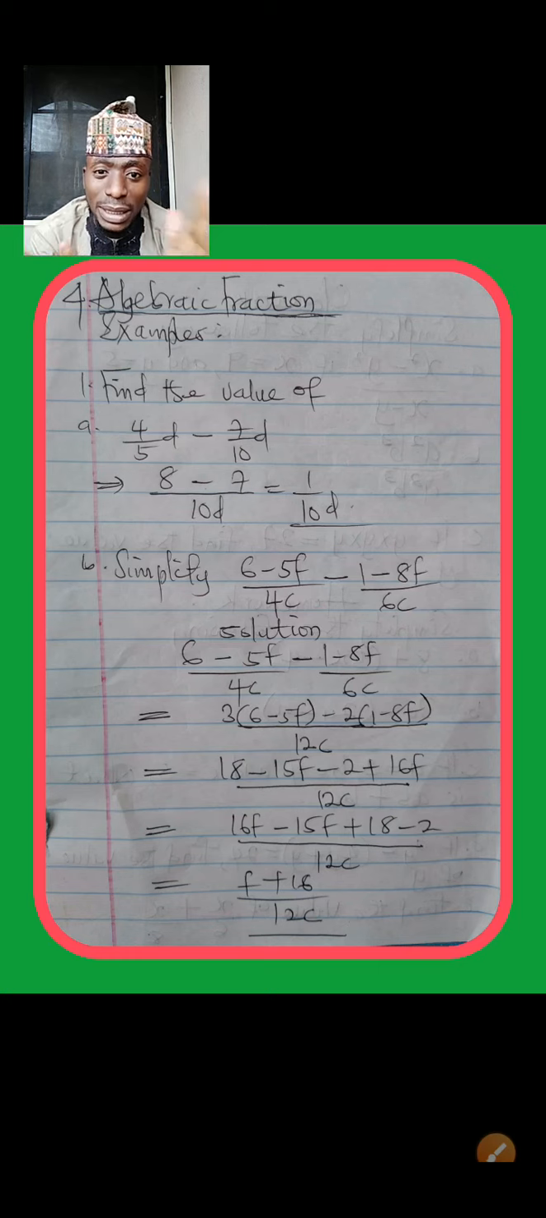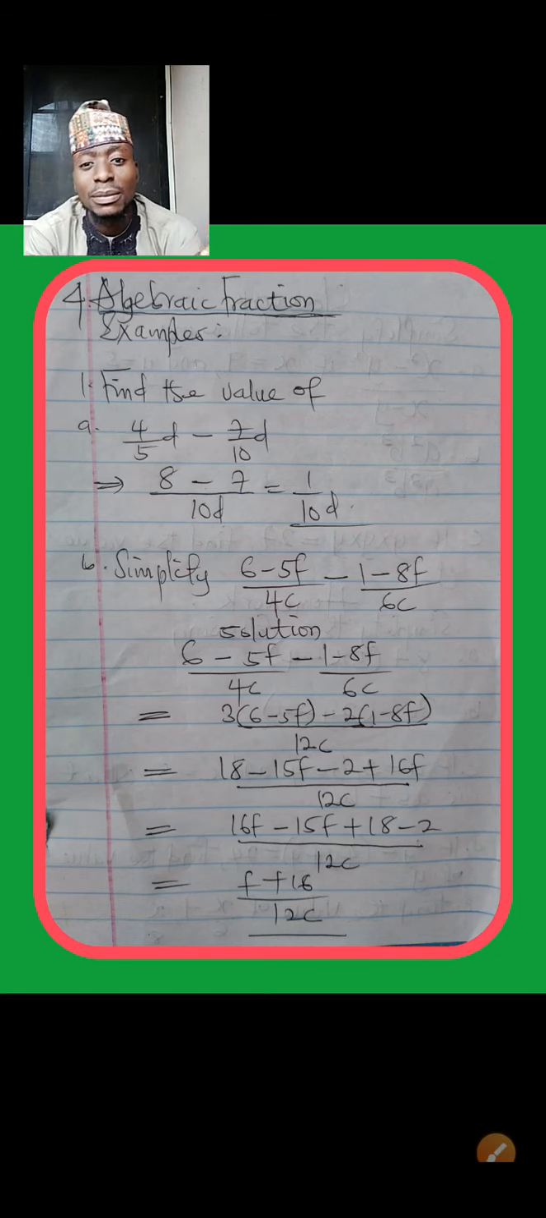Minus, how many 10d will you see in 10d? There's a d there, so I don't need to be writing 1d. That's 1. 1 times 7 is 7. So the answer is 8 minus 7, which is 1 over 10d.